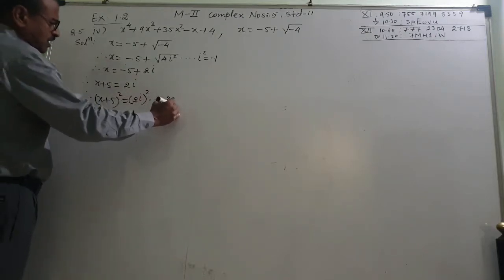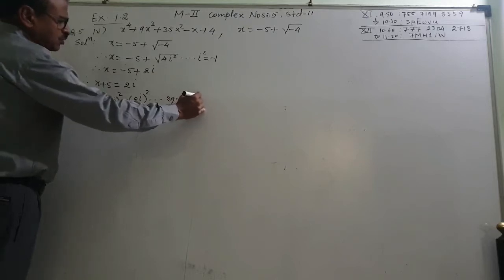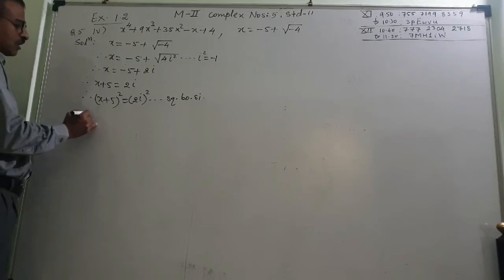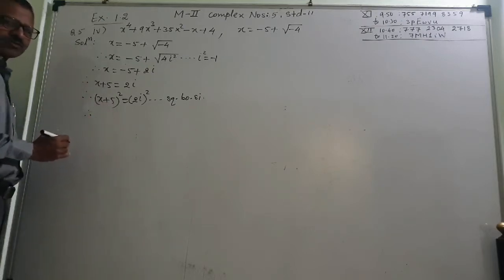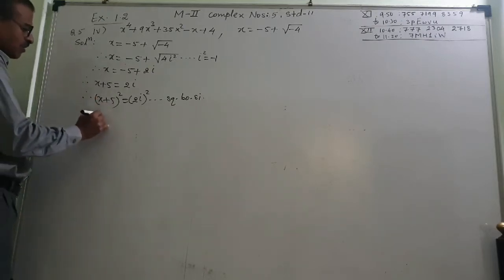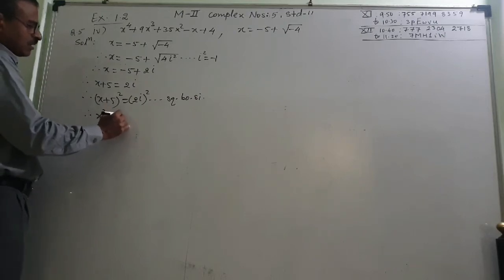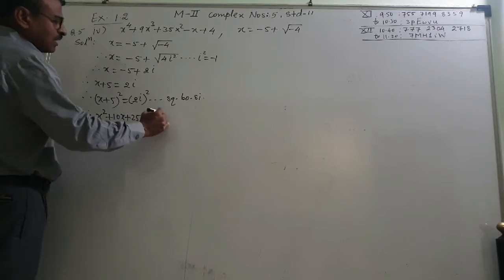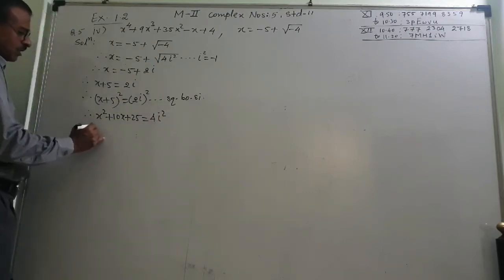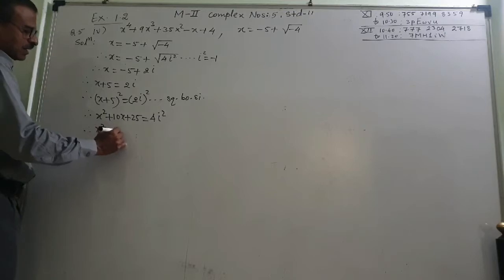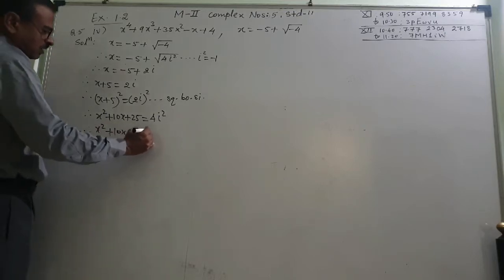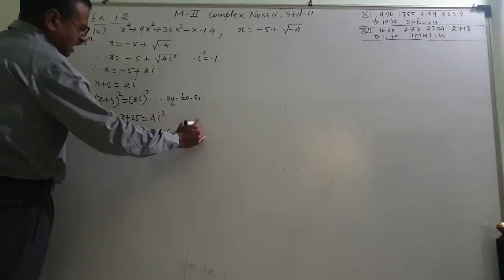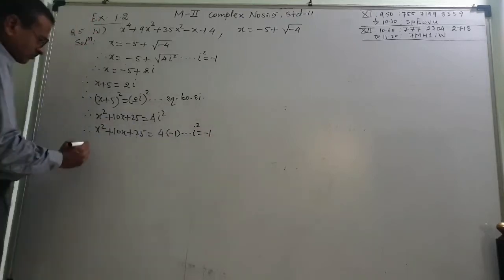Reason: square both sides. Both sides means both the sides. Squaring means (a plus b) whole square is a square plus 2ab plus b square. So x square plus 10x plus 25 is equal to 4i square. Therefore, x square plus 10x plus 25 is equal to 4 into minus 1. Reason, once again, i square is equal to minus 1.